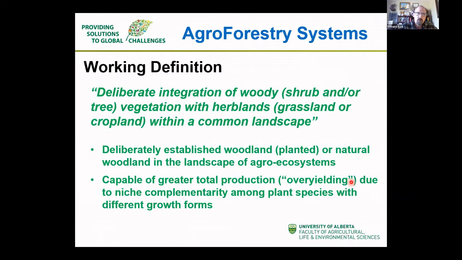I'm going to start out with a working definition of what an agroforestry system is. It's basically the deliberate integration of woody vegetation. So it could be shrub cover, so tall shrubs, low shrubs, but generally we're usually talking about trees, at least here in Western Canada, and integrating that deliberately with some type of herbaceous vegetation. So it could be perennial grassland, or it could be annual cropland.